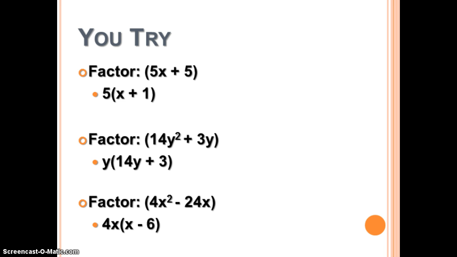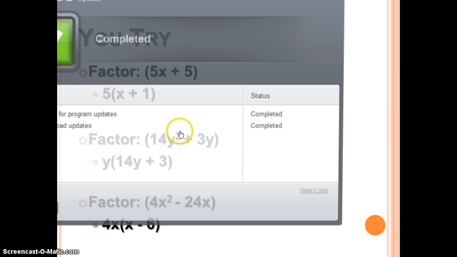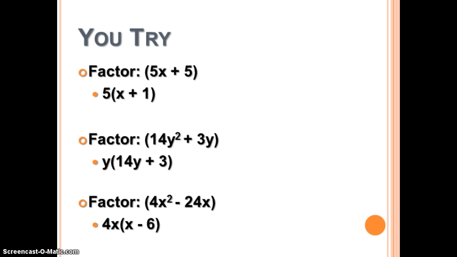Here are some problems for you to try. In the first, we pull out a common factor of 5, and we're left with x plus 1 as our remainder. The second one, we pull out a common factor of y, so we have y times 14y plus 3. And in the third one, we pull out a common factor of 4x, so we're left with 4x times the quantity x minus 6.